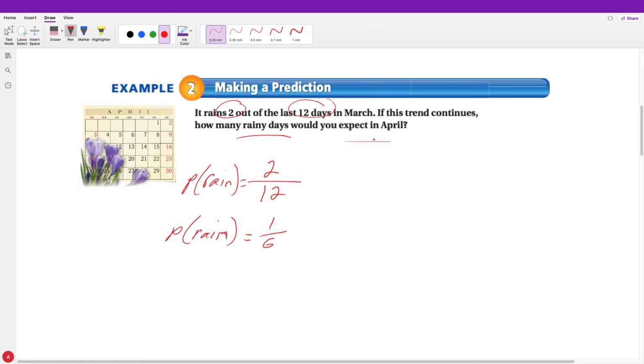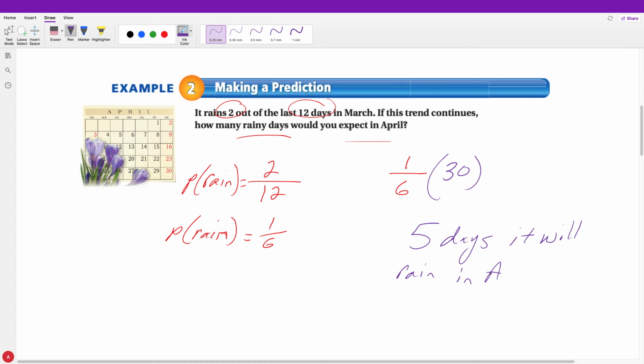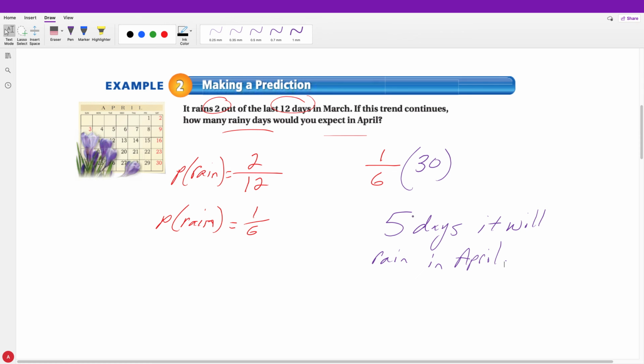And if this trend continues, what we would then say is, well, the probability of it raining on any given day is going to be 1 out of 6. Well, how many days are there in April? There's 30 days in April. So we would multiply them together and say that based on this experiment, it will rain 5 days in April. Now, obviously, this does not mean that it's foolproof and 100% going to happen. It's just saying based on the probability of the experiment that we looked at in March, if this trend continues, since there are 30 days in April, we would expect that it would rain 5 days in April.